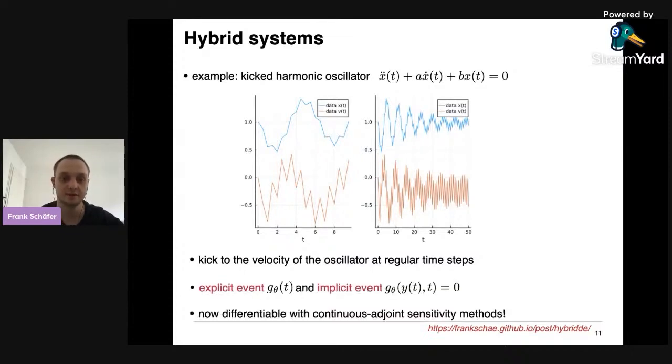And this is one of the easiest forms of actually having this kind of event inside of the trajectories. In general, we can have either explicit events, so ones as above, where the condition that the event happens just depends on the time, for example on a regular time grid, or we can have implicit events where the condition that the event happens does not only depend on time, but also on the current state of the system. And the main part in this second part will be that we now implement a correction term such that you can model these hybrid systems and compute derivatives within the continuous-adjoint sensitivity methods.